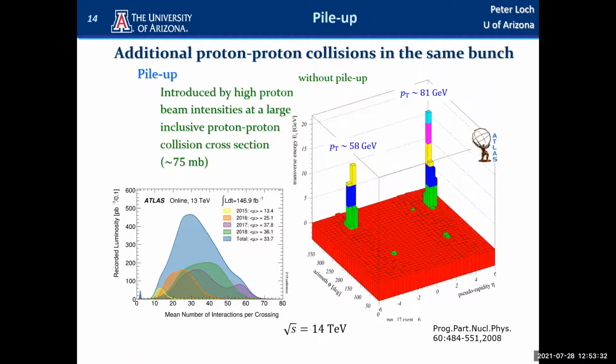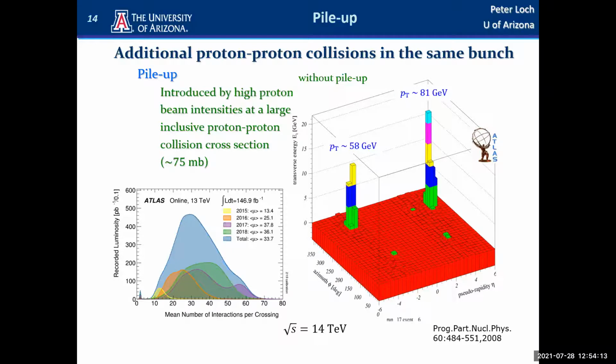Okay, so let's move to the next soft contribution to our final state: the famous pileup, which are additional proton-proton collisions in the same bunch. They are clearly introduced by the high proton beam intensities, 10 to the 11 protons per bunch or something like this, and the large inclusive proton-proton collision cross-section. What this means is that per crossing, we have much more than one collision. And you see in this little graph on the left how this developed throughout the years.